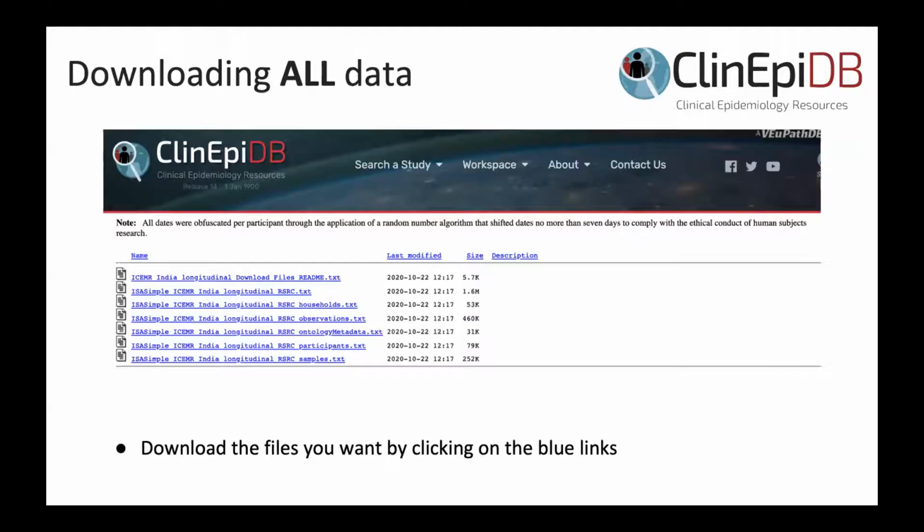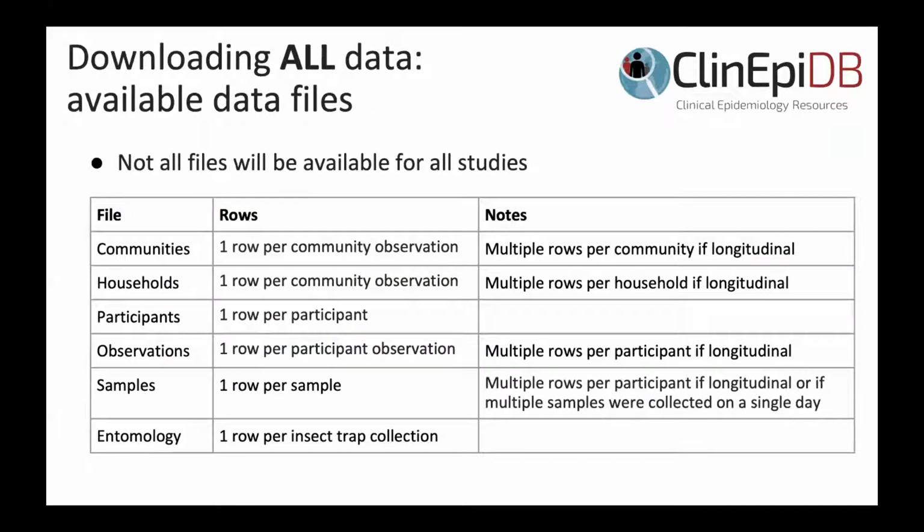So if you go back, you notice that there are different levels of data files available to you for households, observations, participants, samples. And then there's one that doesn't have an underscore, and that is going to be a combination of all the data in the study. So what do these different things mean?